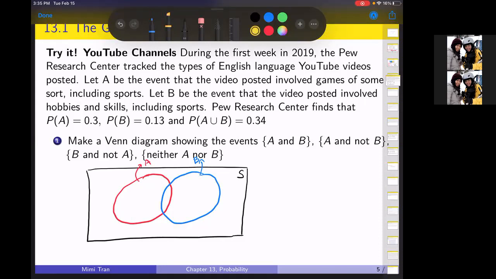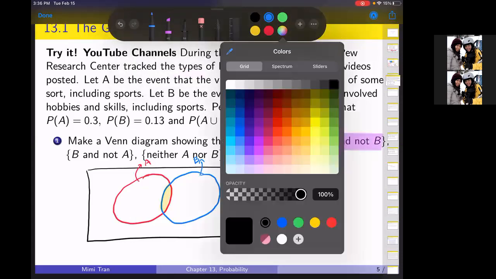I'll highlight in yellow. A and B is this right here, right? The intersection, that's A and B. Now A and not B, maybe in purple.